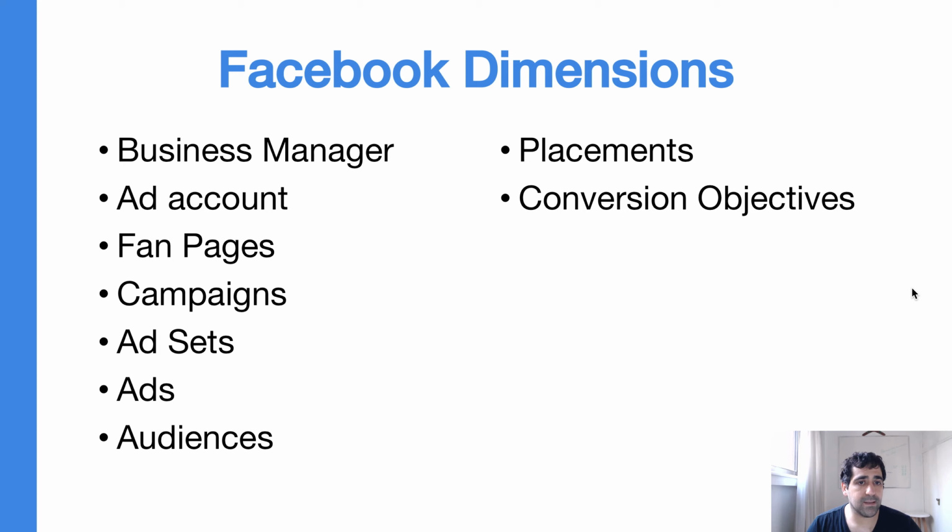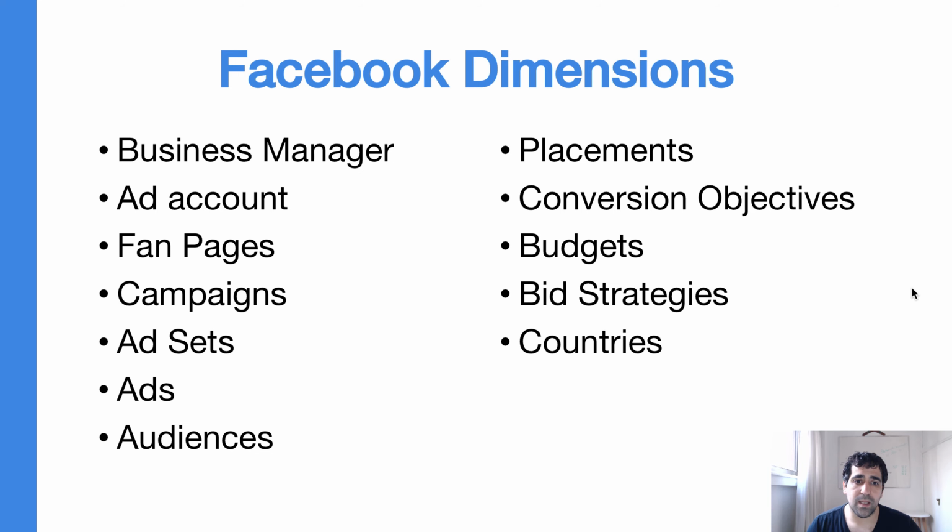Different placements, different conversion objectives, budgets, bid strategies, different countries, and different demographics. And probably there are more, but these are kind of the main dimensions. And these dimensions allow you to scale your advertising efforts, right? You need to find which is the right dimension to scale first, right? But these are all the dimensions that you can use to scale your advertising.